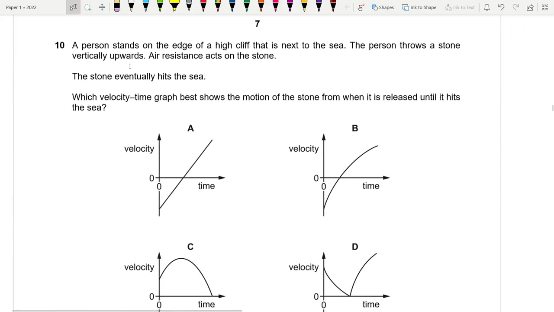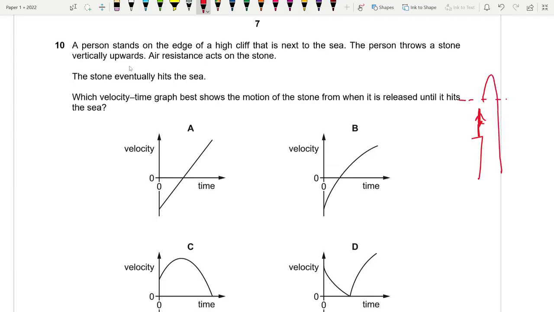A bit tricky. Number 10, a person stands on the edge of a high cliff that is next to the sea. The person throws a stone vertically upwards. A resistance acts on the stone. Which velocity time graph best shows the motion of the stone from when it is released until it hits the sea? So the person is on the cliff and he throws the stone vertically upwards. Air resistance acts on the stone. Okay, so it's going to go up and then it's going to go down until it hits the sea.